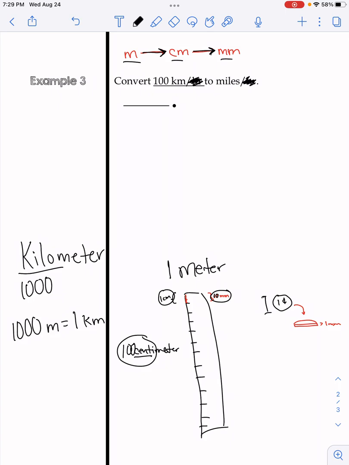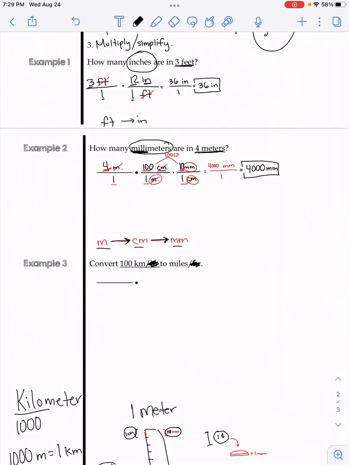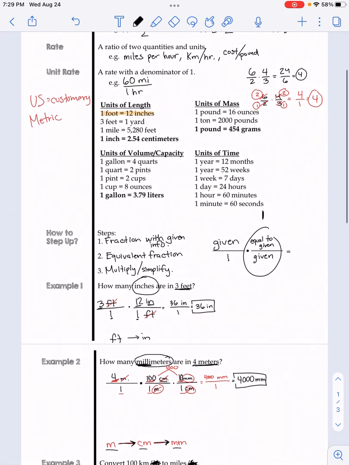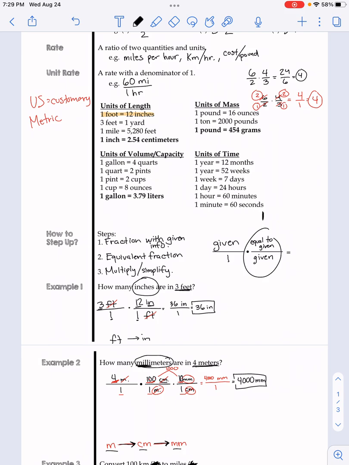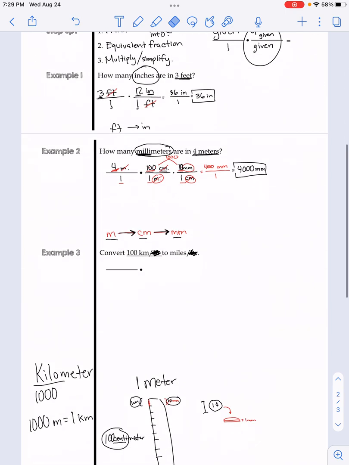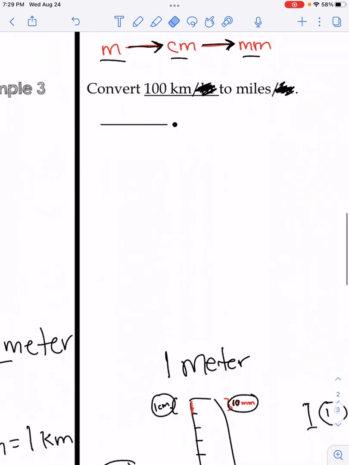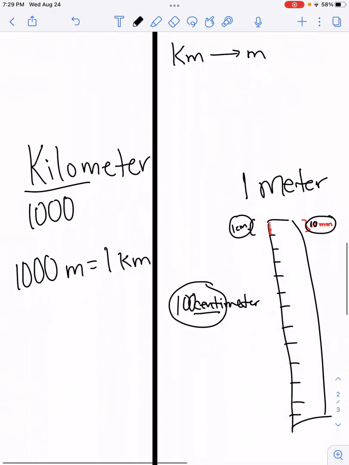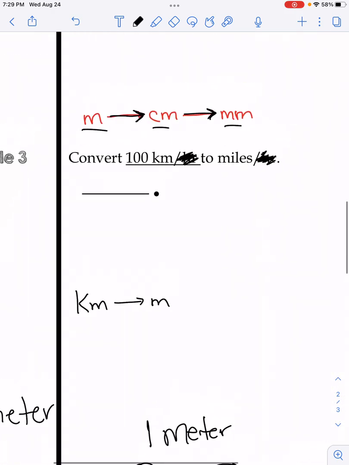Okay, so if we have 100 kilometers, how many miles is that? We're going to have to use quite a bit of the information that we have, and that's going to be a lot of our customary system here. I don't really have anything here with metric, so we're just going to write out the path. We can get from kilometers to meters: 1 kilometer to 1,000 meters.